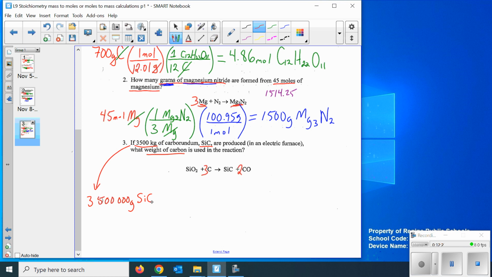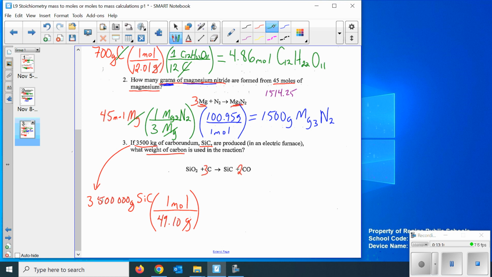So I need to get rid of grams. I need to convert to moles because I didn't have moles. I need to add up Si plus C. So 29 plus 12, and the molar mass comes out to about 40. If I stop right now, I've got moles of carborundum, silicon carbide.